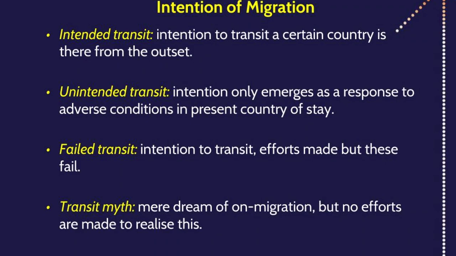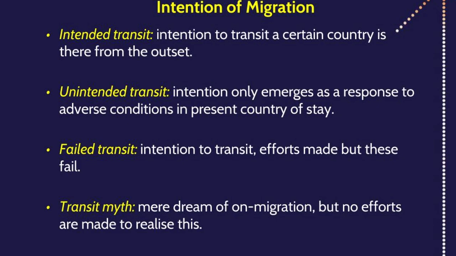Yes, I hope you can read that. The next dimension is, of course, the intention of migration. And there are various patterns of behavior that we find. There is intended transit. The intention to transit another country is there from the very outset. Someone leaves Syria with a very clear intention to only travel fairly quickly through Turkey in order to get to Greece and then to Germany or Sweden, for instance. So this is intended transit. And they manage to realize this fairly quickly, within 3 months.